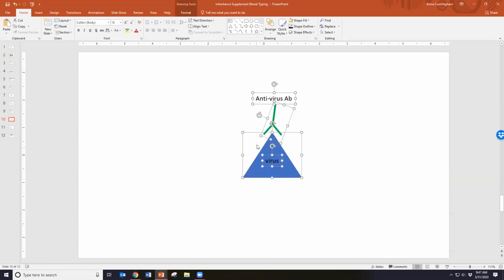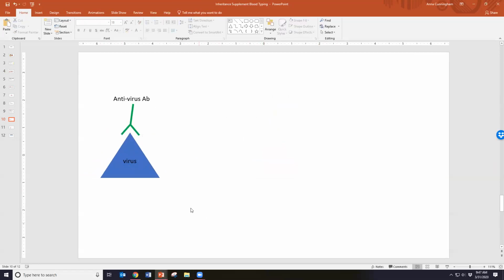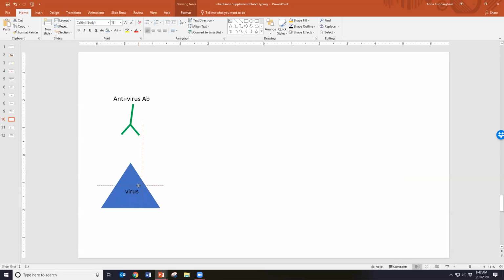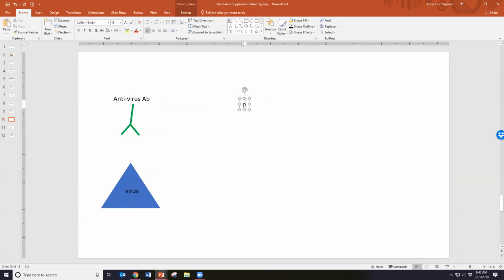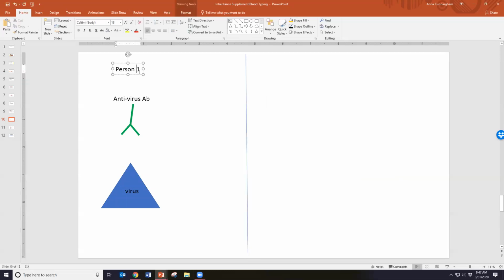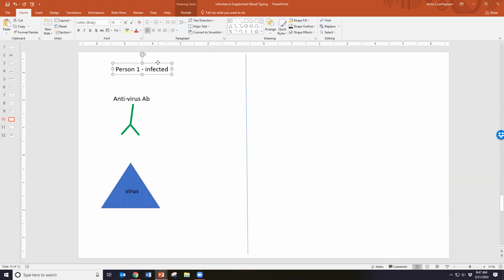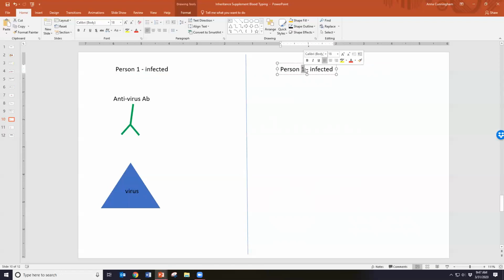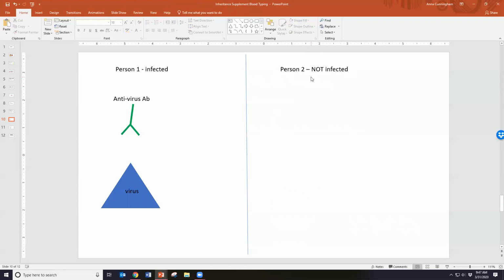All right, so what we can do, because that would be present, let's say this is our person 1 who got infected. And let's say that this is our person 2 who is not infected. Because they have not been infected, they don't have any antibodies.